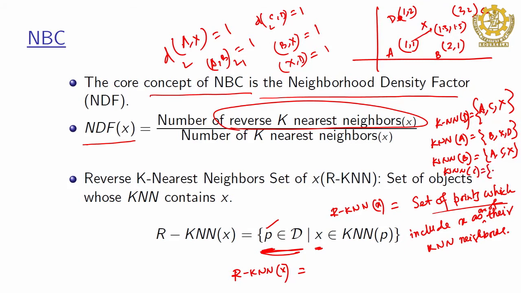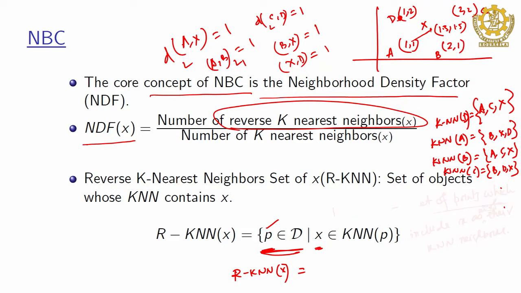So, it will be B, D, and X. Did you get it here? Did you understand? The KNN of each point here. Did you get the KNN of each point? Now, what is reverse k nearest neighbor? So, we need to find the reverse k nearest neighbor of X.